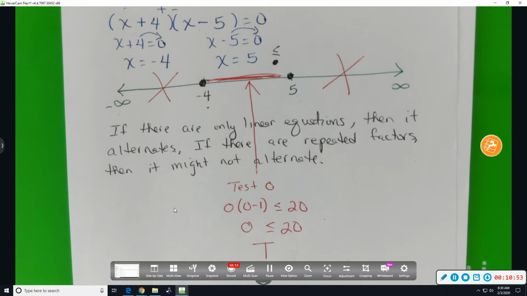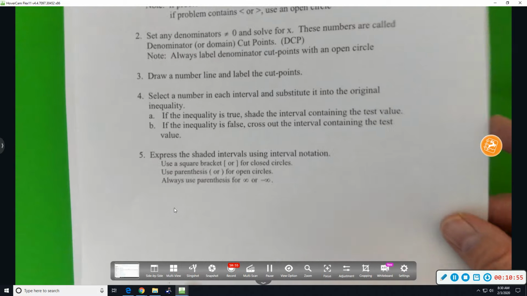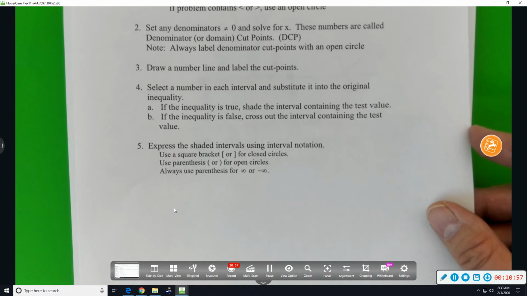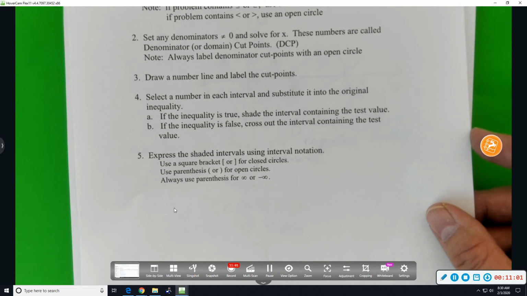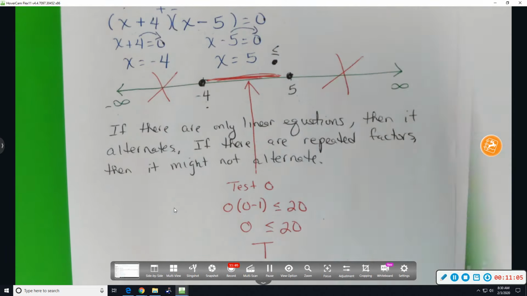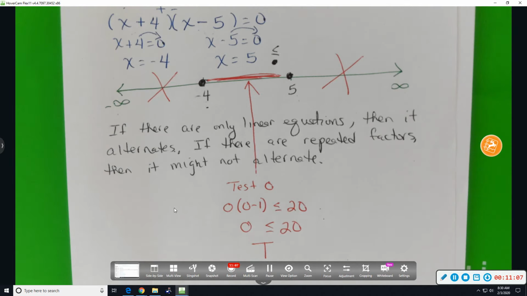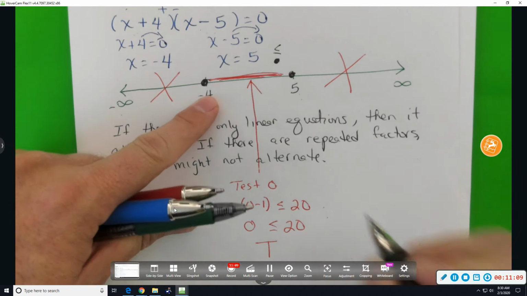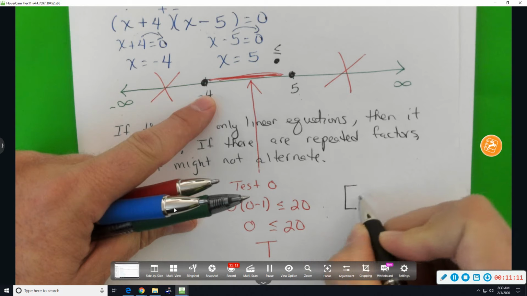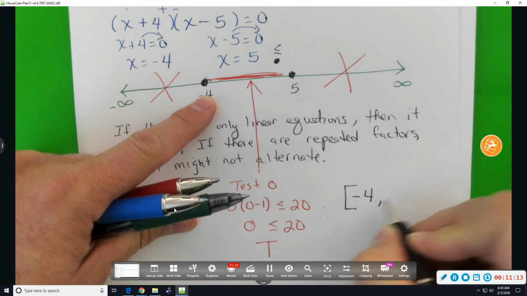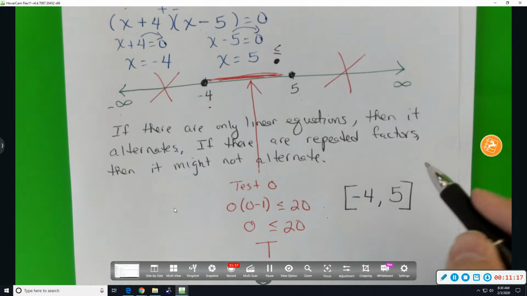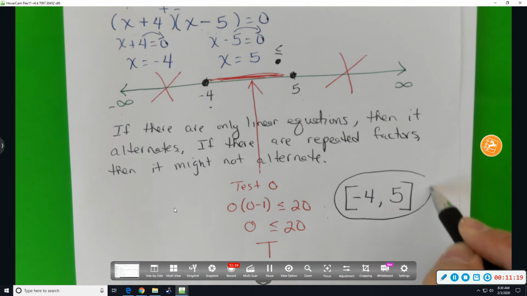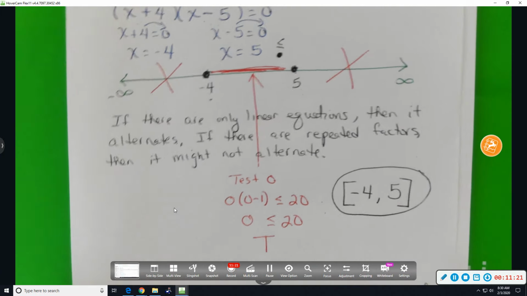The last step is that interval notation. Express the shaded interval using interval notation. Remember, use brackets for closed circles and parentheses for open. So what will my answer look like that I'm going to type in? I'll go bracket, -4, comma, 5, bracket. That's what I will have to type in there.